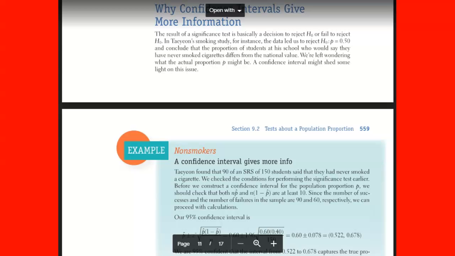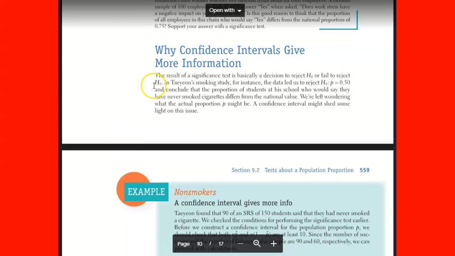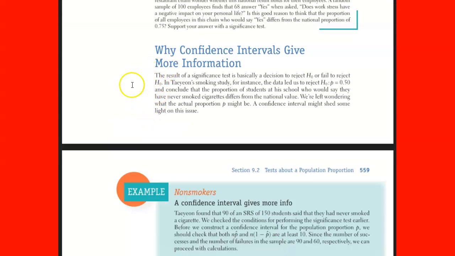Okay, the last part of section 9.2, tests for proportions, I think is pretty intuitive, I hope, at least at the level that we're going to go into it. It's about why confidence intervals might sometimes give more information than the hypothesis test itself. So this is going to be a continuation of the example from the previous video about Taeyeon wondering if the smoking, or the non-smoking proportion at his school is different from the national average of 0.5.